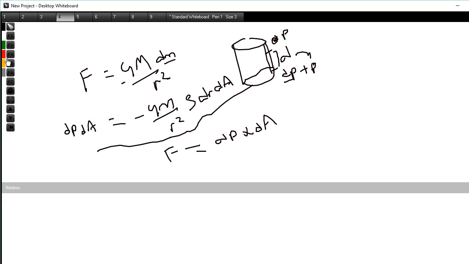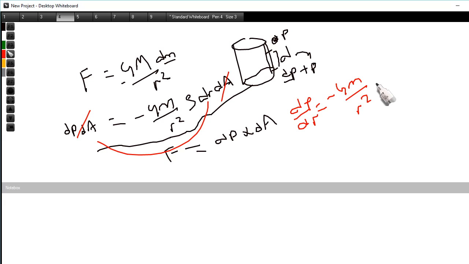Now, the dA and this dA cancel. So finally this dr goes there, then dP by dr is equal to minus G m by r square, and then it is given as rho. Okay, so this is the equation of the hydrostatic equilibrium.